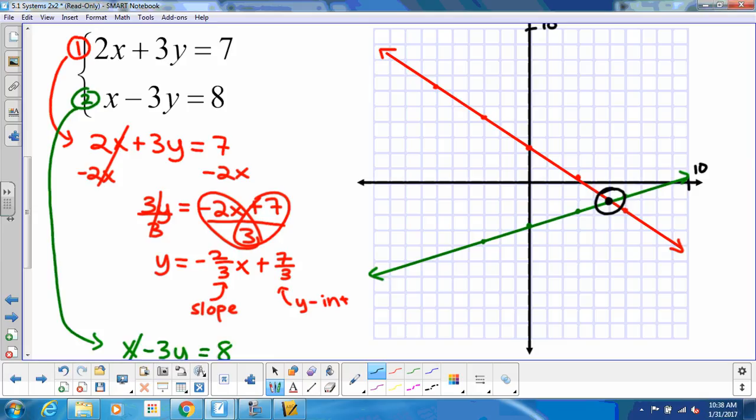That is my answer. We write our answers as ordered pairs. So parentheses x comma y. So 1, 2, 3, 4, 5, negative 1. So this is my solution.